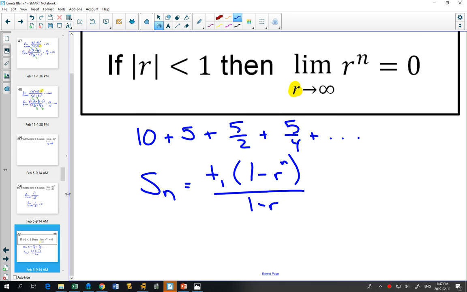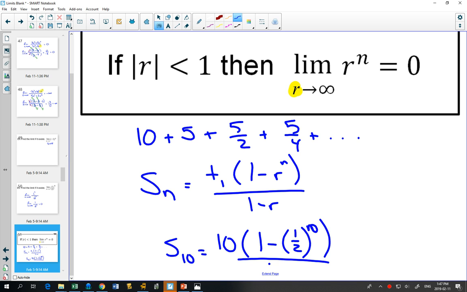Okay? So with this formula, if you wanted to find how much you added up the first 10, you could say the sum of my first 10 would be term 1, which is 10, 1 minus, I'm multiplying by a half each time. You could plug that into the formula, multiply it all out, put it into your calculator, and boom, it would add up all those numbers for you. That's just wonderful.